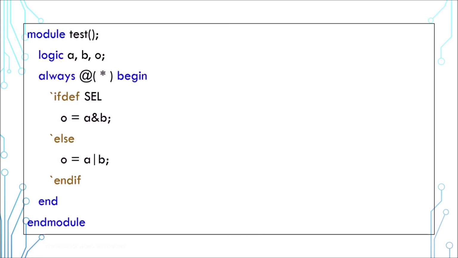Other than file management, we can also use the macro to filter content. In this example, if we assume this is a design, O is either driven by one AND gate or by one OR gate. Now you may ask, what is the difference between ifdef macro and if statement?